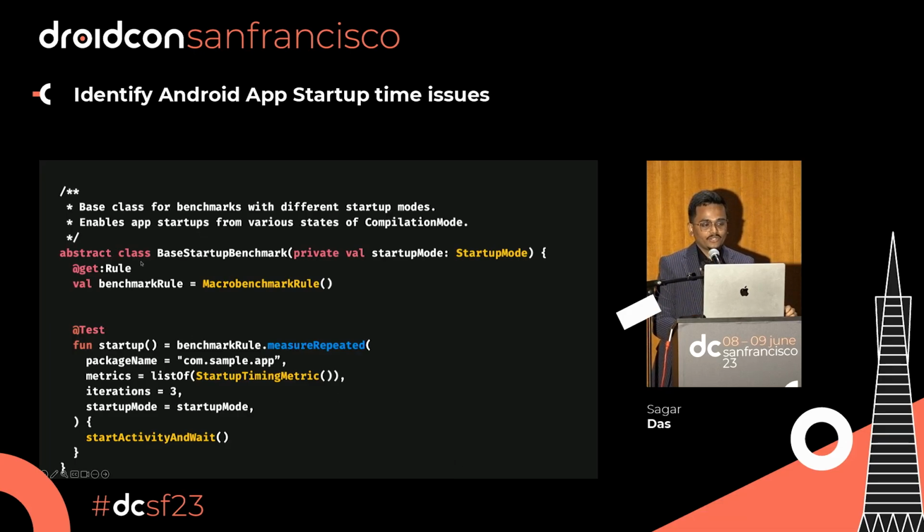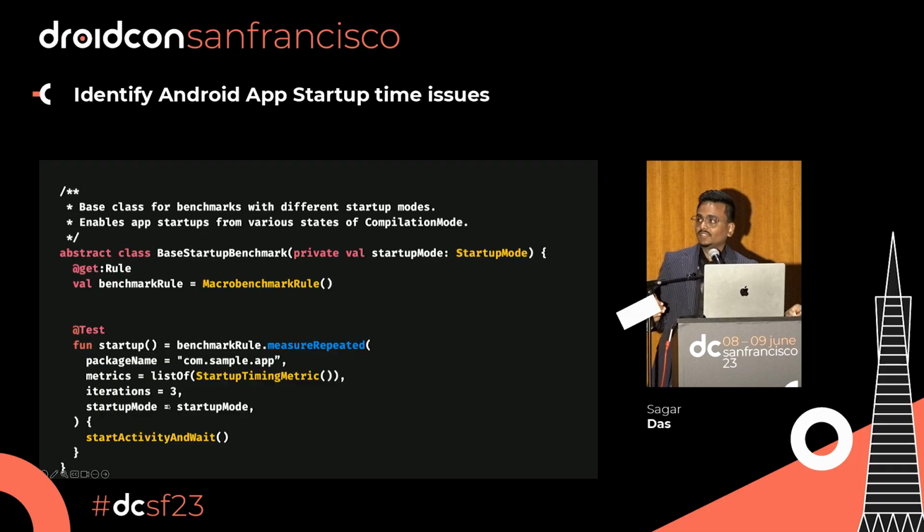We are creating an abstract class called BaseStartupBenchmark, which takes a value called a startup mode. That is important because that is how we will identify between a cold, a warm, and a hot startup. All of these values are provided by the SDK by default. Then we are creating the @Test annotation, which is the actual test case we'll be executing. It's called startup, and it uses measureRepeated, and iterations is important.